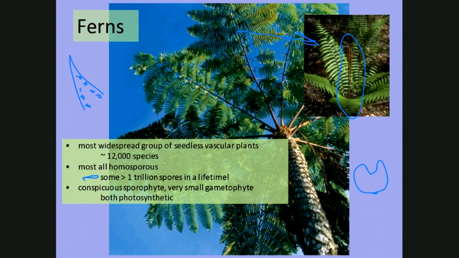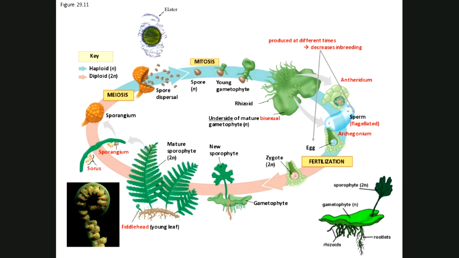Okay? All right. Now, let me show you the alternation of generations in a fern. This is what you're going to be looking at in a microscope, and then I've got some pictures to follow up with on this. Let's start with the gametophyte. Here it is, the mature bisexual gametophyte, okay? Bisexual again because it's got antheridia and archegonia.